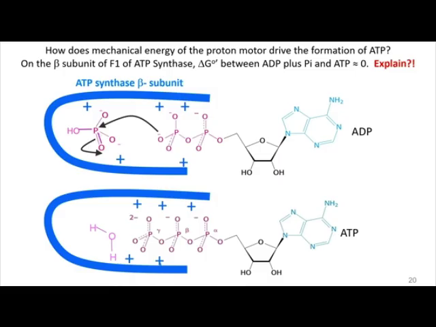Now, if it grabs ADP and inorganic phosphate, will there be any difficulty in getting this diphosphate to nucleophilically attack the phosphorus? In solution, you can't do it because they repel, right? But what if you're in a sea of positive charge? Can you form the bond?